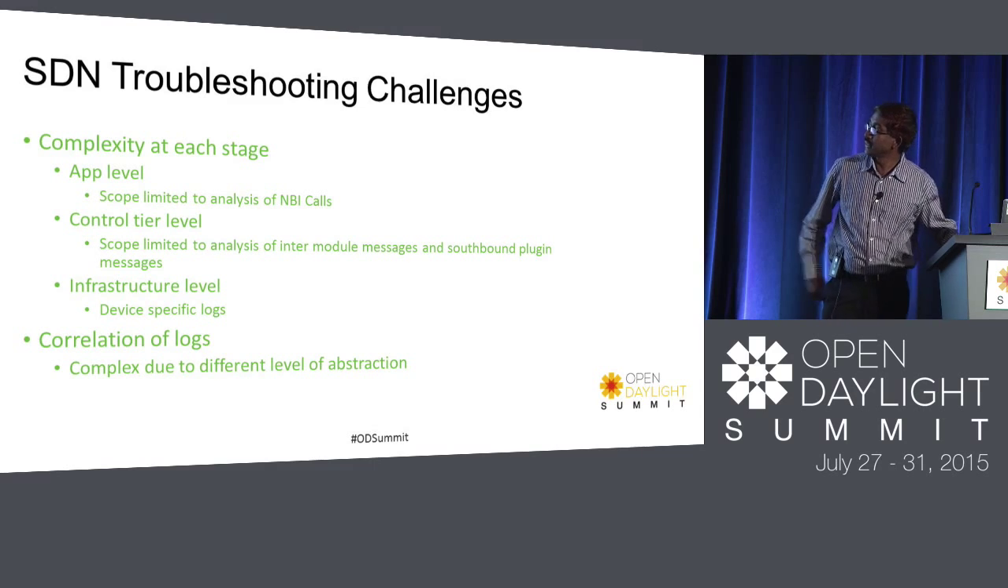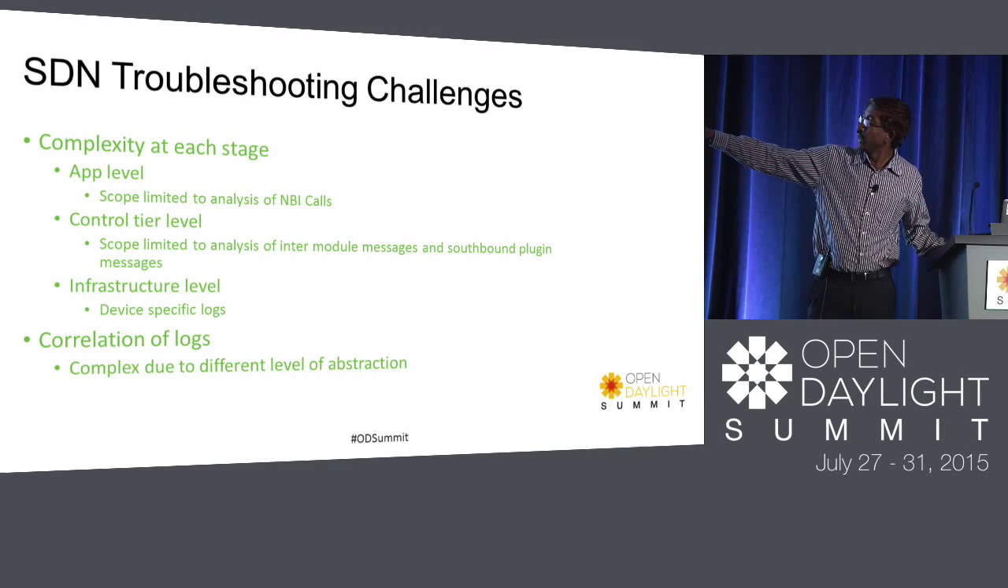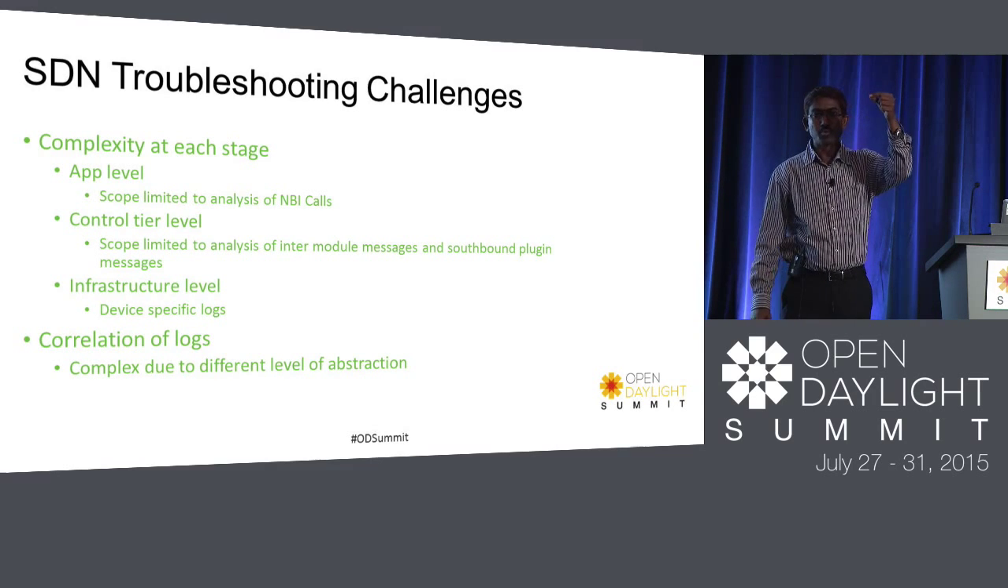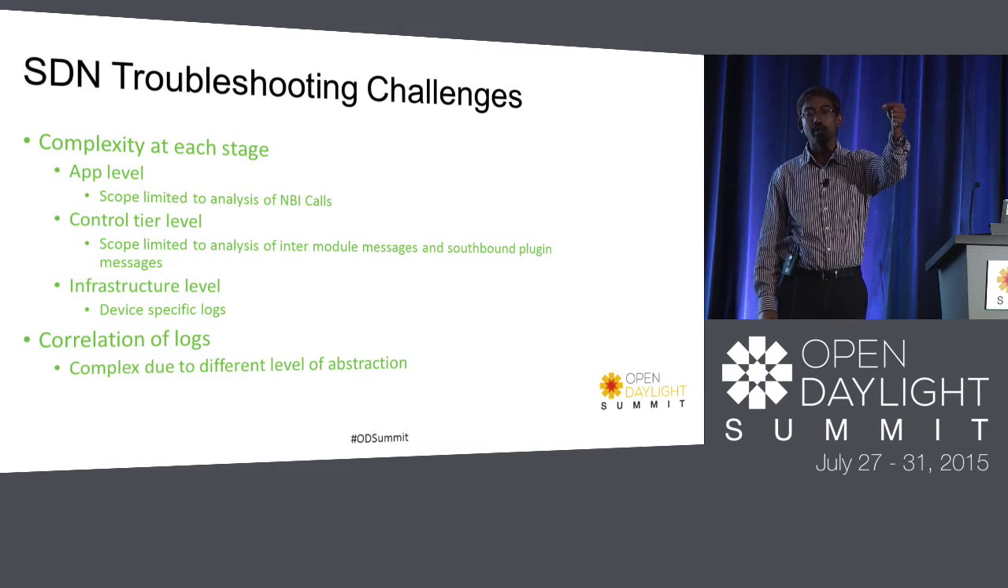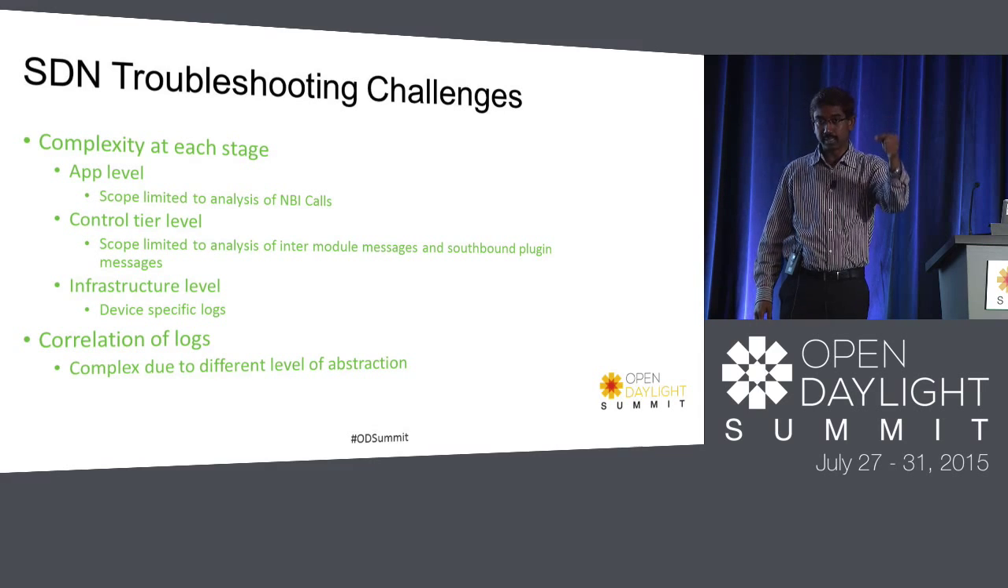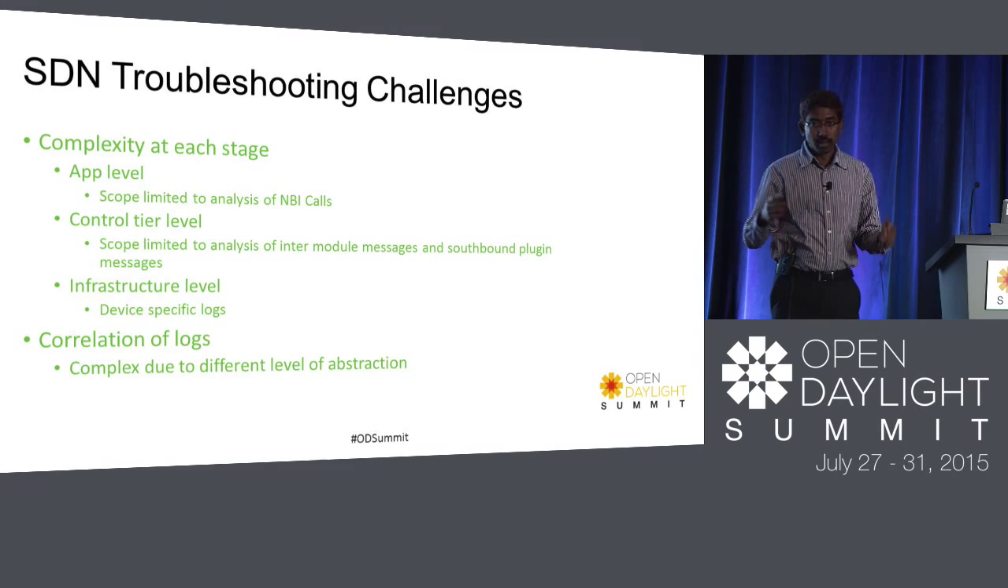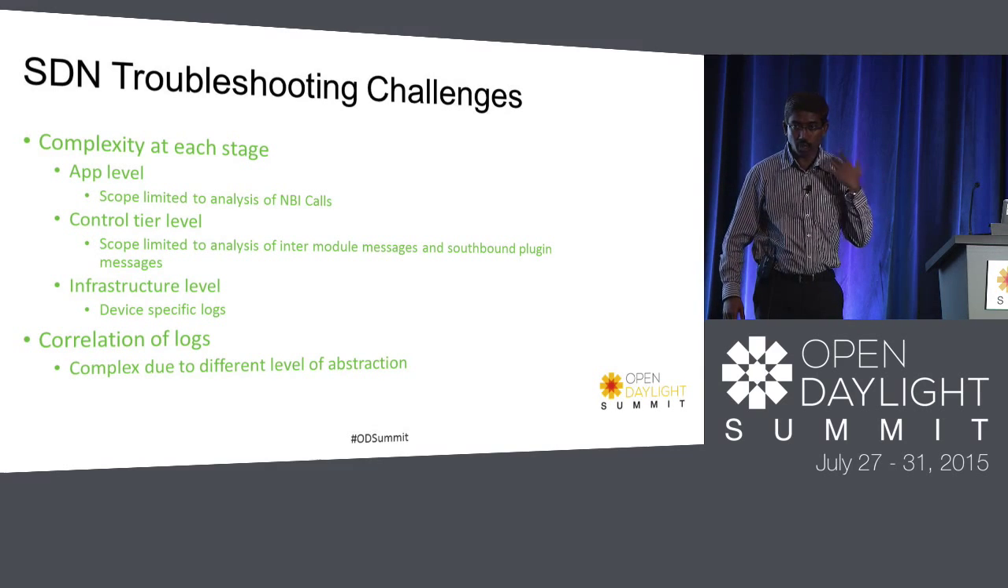Let's get into SDN troubleshooting. As I said, the app level talks about the northbound API, the control plane talks about the analysis of intermodal messages, and the infrastructure provides the device-specific logs. When you look at the problem as a whole, you need to correlate the events. What is meant by correlation? I made this API call. Yes, it has landed on OpenDaylight. Yes, it has come to the MD-SAL layer. Yes, it has reached the southbound plugin, and then I see that message coming into the device. So you need to correlate this, which means that if you are using OVS, you need to open the OVS logs, and if you are using OpenDaylight, you need to use the OpenDaylight logs, look at the timestamps, and see what's happening.